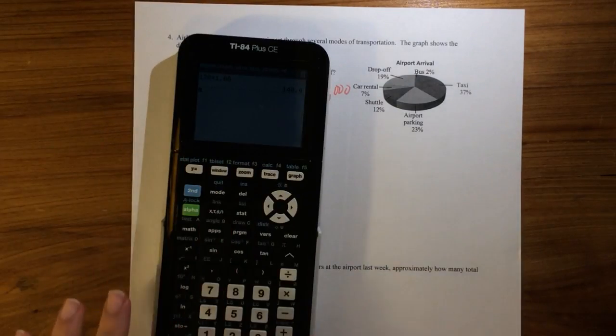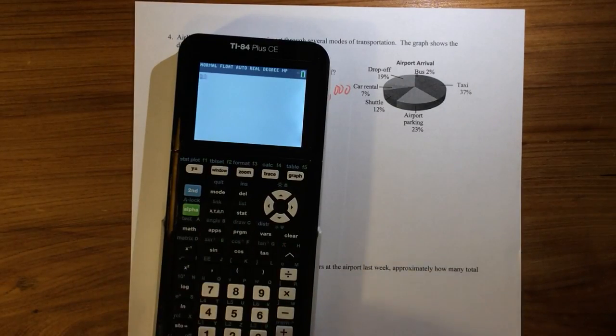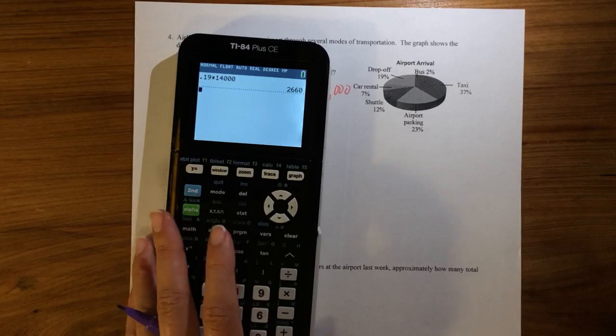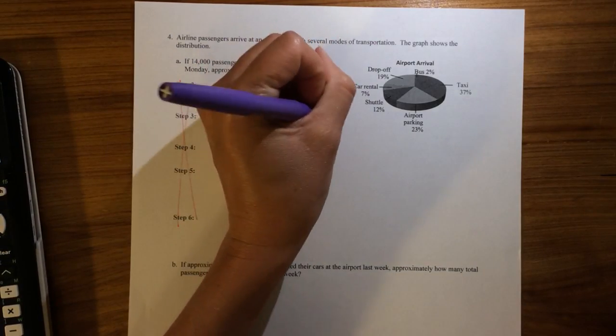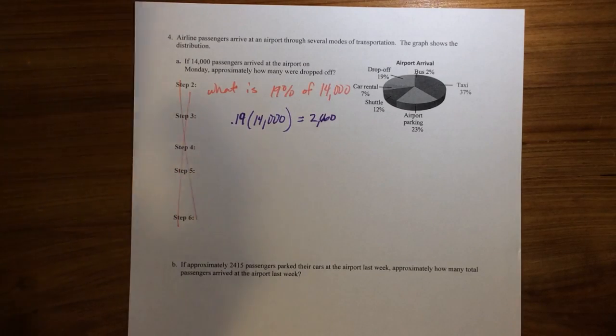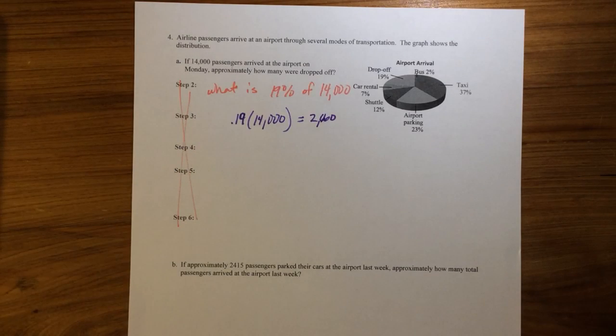So let me grab my calculator. 0.19 times 14,000 is equal to 2,660. 2,660 people were dropped off on Monday, right? Or if that's still not clicking with you, don't forget that it is just a proportion. So set up a proportion.